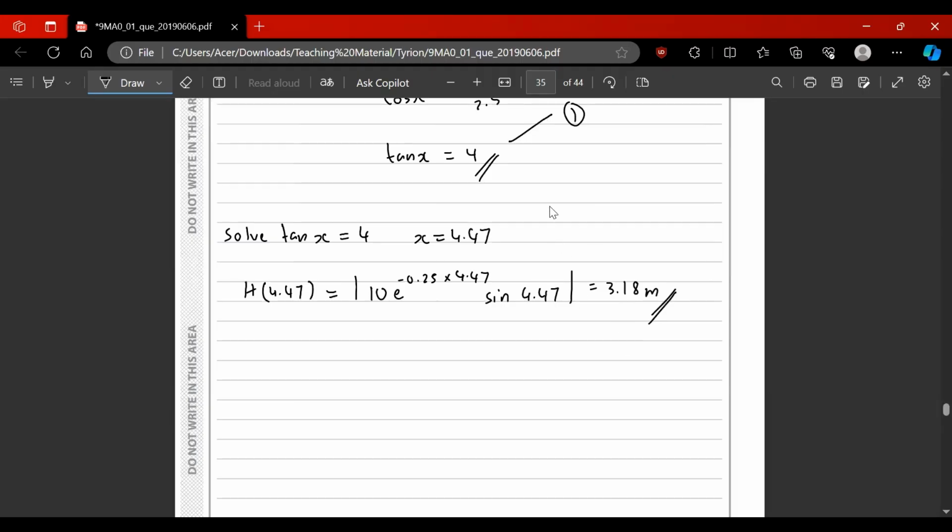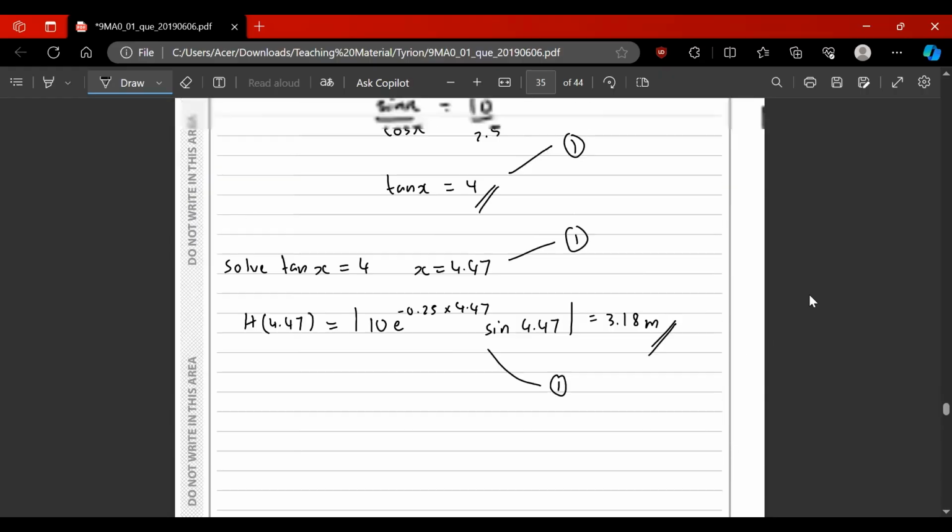So for this one, making sure you solve your previous derivative and finding the x value at the maximum point gives you 1 mark, and then substituting that into your height equation to get the height here gives you 1 mark. So that's part C.